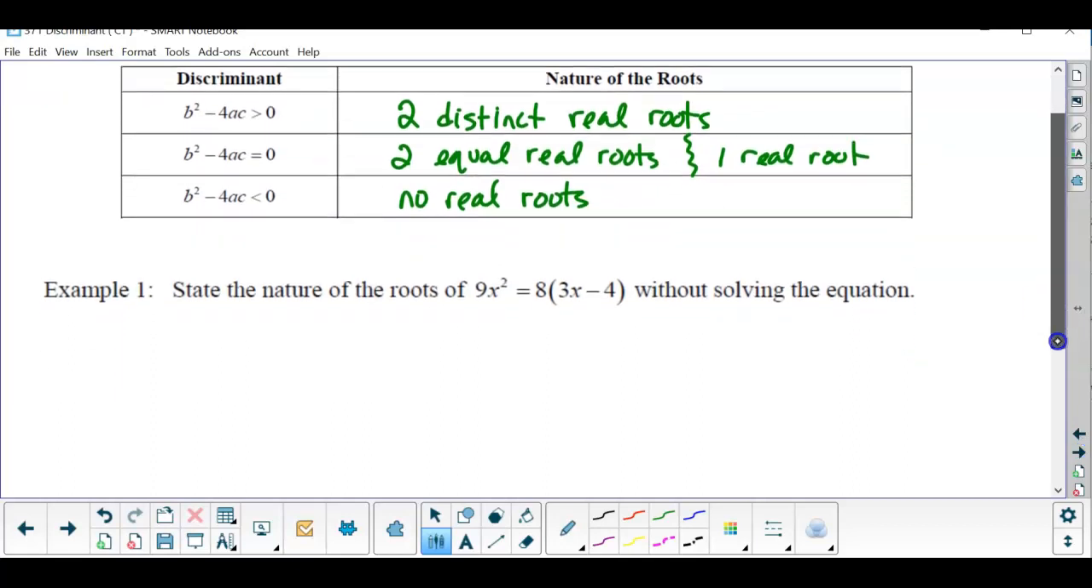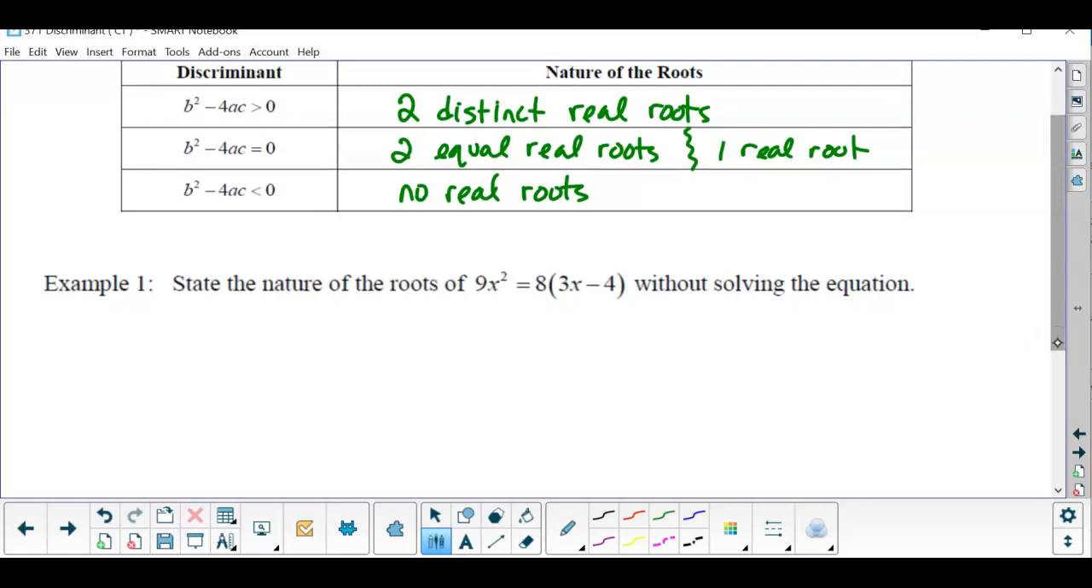Okay, so this one, state the nature of the roots. First of all, you have to have it in the form ax squared plus bx plus c equals 0. So you can't do that right now. So turn over the page. This is on the next page. Expand that out and get it into that form.